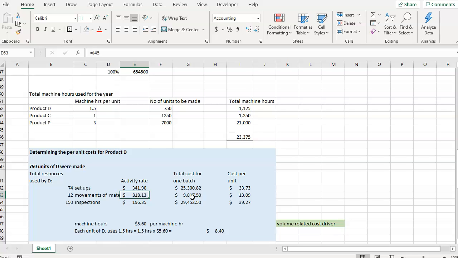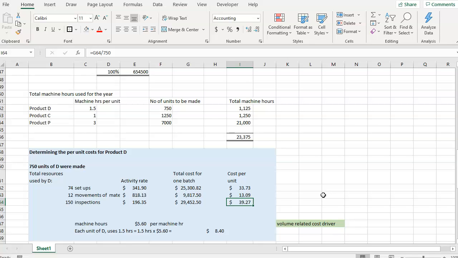But we're interested only in 1 unit of D. So we divide this 9,800 figure by 750. And so the cost per unit for the movements related cost is $13.09. And the same for the inspection. So let me move the figure up to the top of the calculations there for the cost per unit. Let me move it up now.